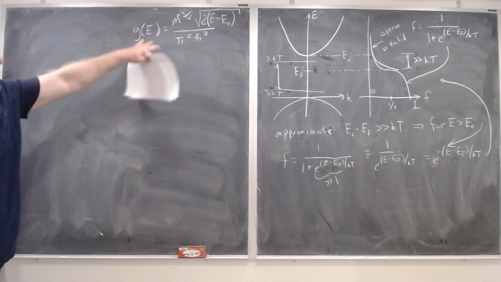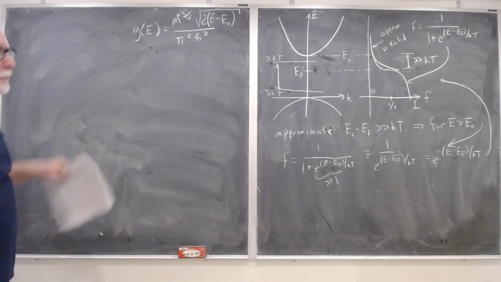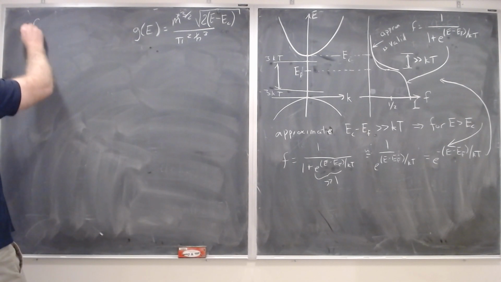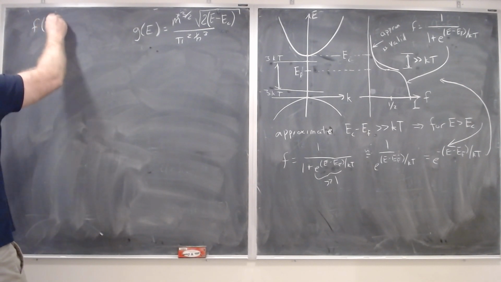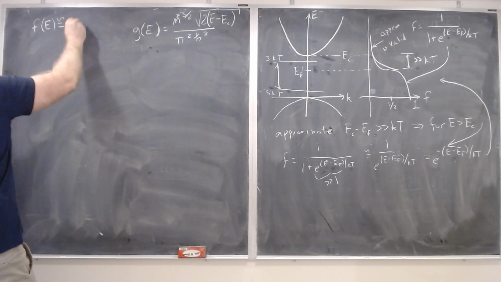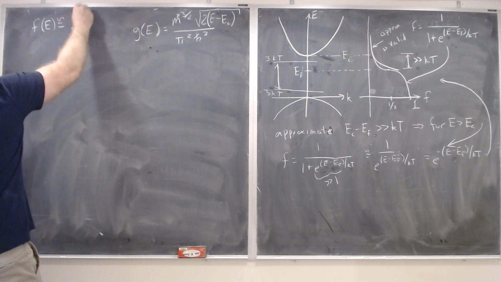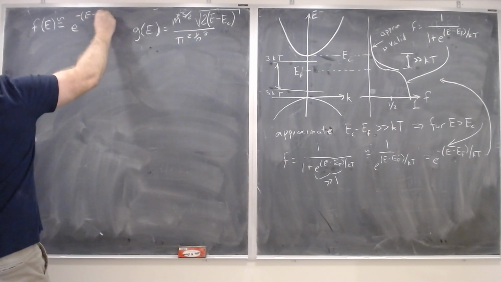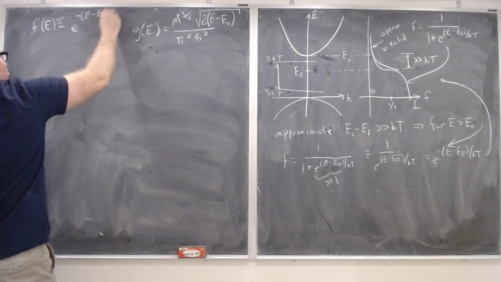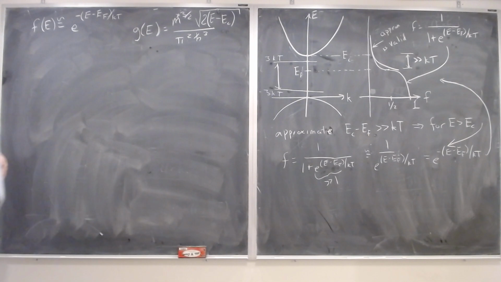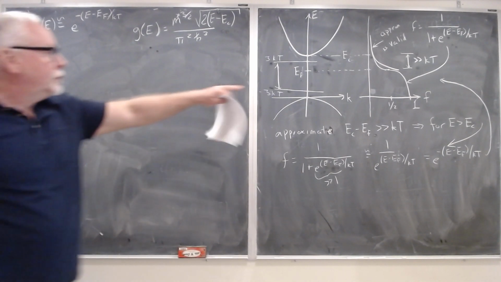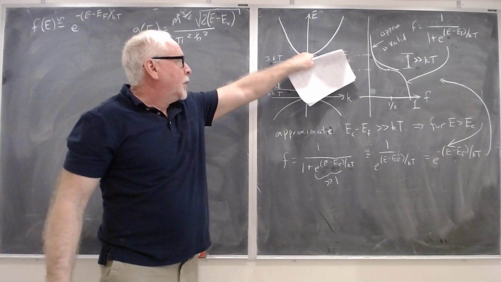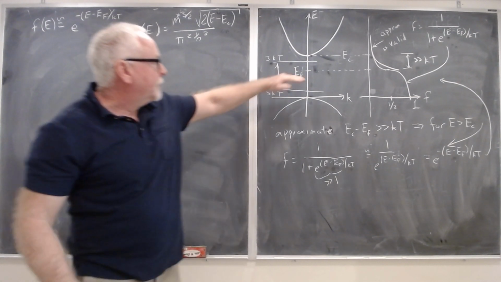So we have G of E for our conduction band, and we're going to write that F of E is approximately equal to e to the minus (E minus EF) over kT, which is valid above the bottom of the conduction band, as long as EF doesn't get too close.